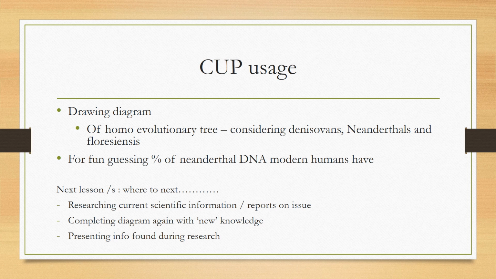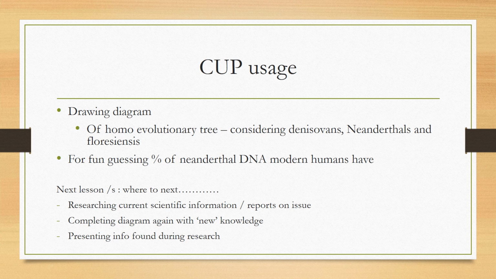The actual CUP usage involves a diagrammatic response. This fits really well with this topic, because I would want the students to draw a Homo evolutionary tree, where they need to consider the Denisovans, the Neanderthals, and Homo floresiensis. That would be the first part. And just a little added on the bottom would be guessing a number, by looking at their tree, of the percentage of Neanderthal DNA in modern humans. So that's the crux of how I would present it.